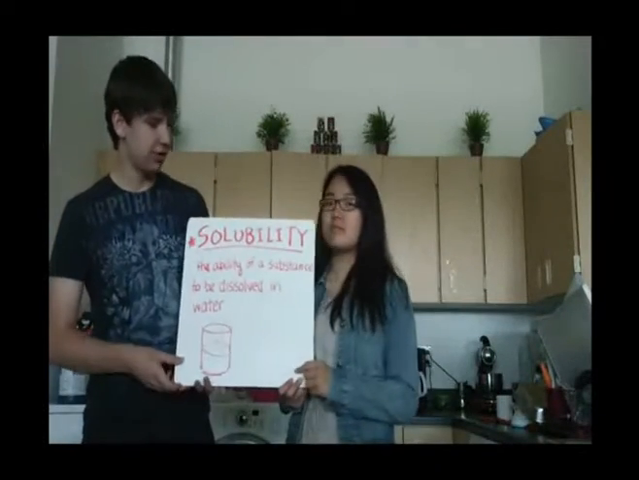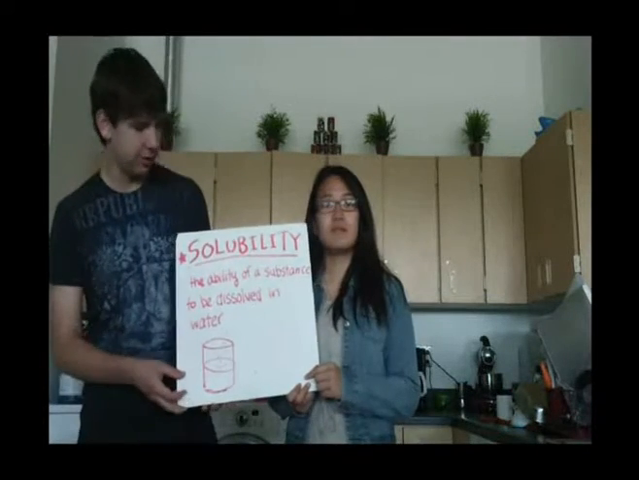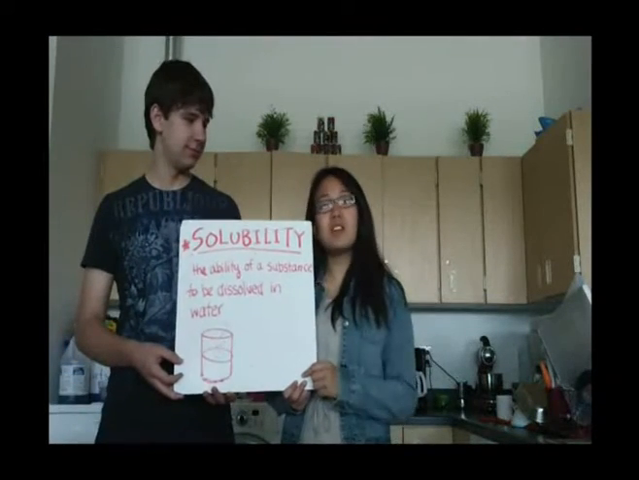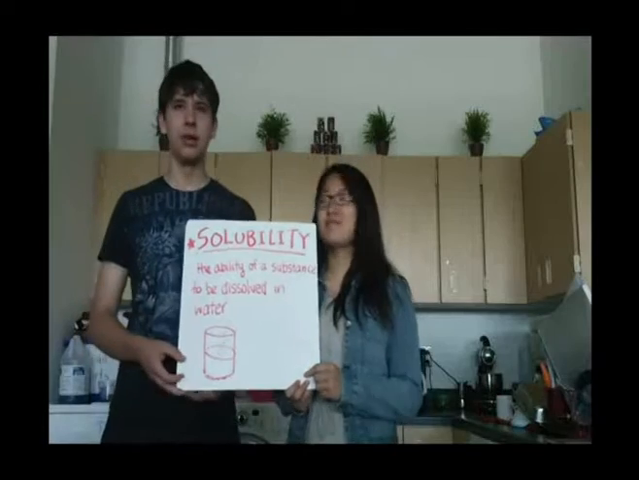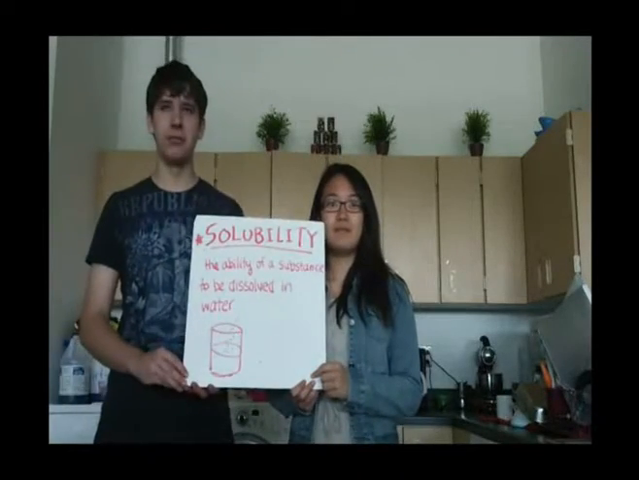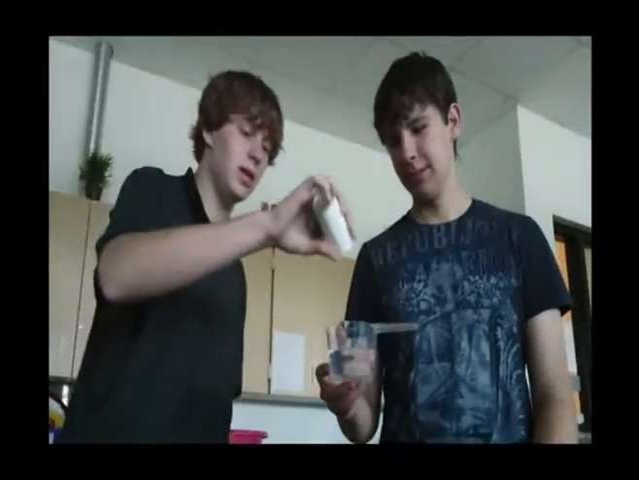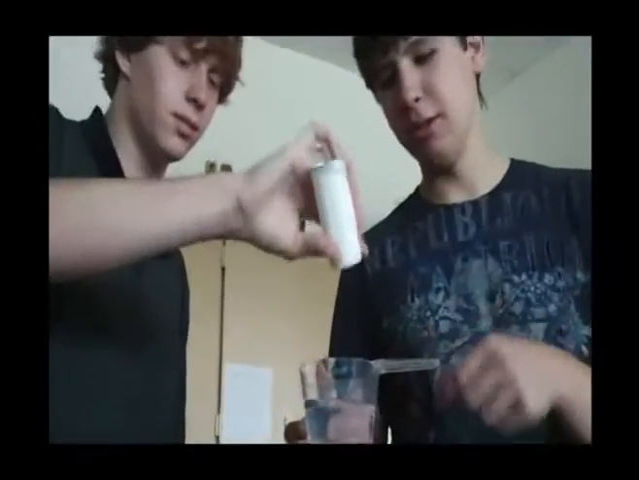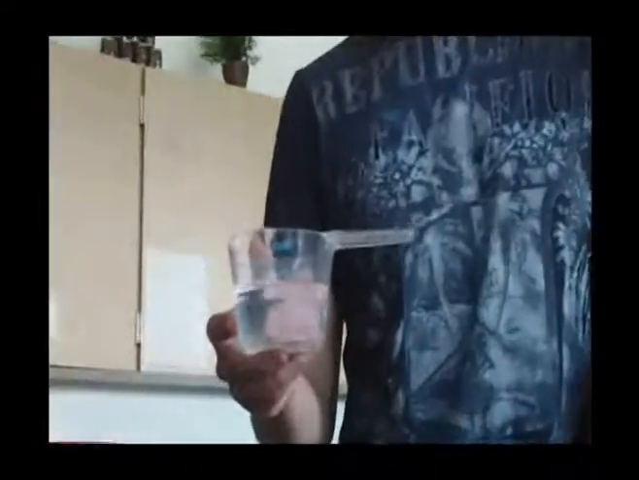I don't know. Well, to understand that, we have to define solubility first. Solubility is the ability of a substance to be dissolved in water. In other words, something that's soluble will break apart when you put it into water. An example of a soluble compound would be salt, or sodium chloride. See? When you put it in, all of the salt will dissolve into an aqueous solution.